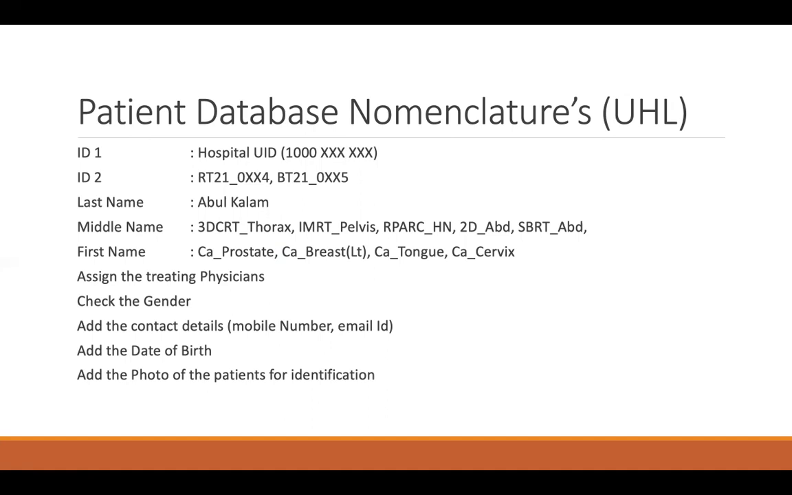And then in first name, we normally input the patient's name, and in middle name we input how we deliver the treatment. That means treatment technique like 3D CRT underscore thorax or IMRT pelvis, like this. And in last name, we normally input the diagnosis like C underscore prostate or C underscore breast. If it is left breast, then left, in this way. And then we assign the treating physician's name, confirm the patient's gender, and input the mobile number. If a patient has an email ID, then the email ID, and then we place the date of birth or the age. We also add the photo of the patient for identification.